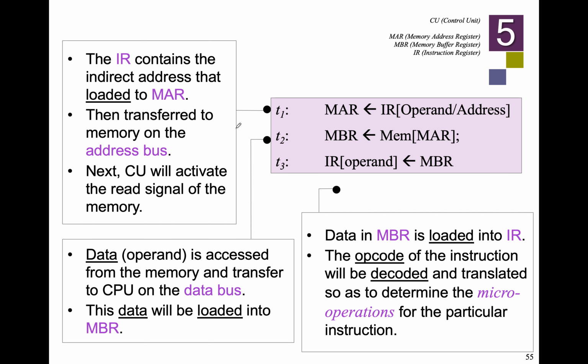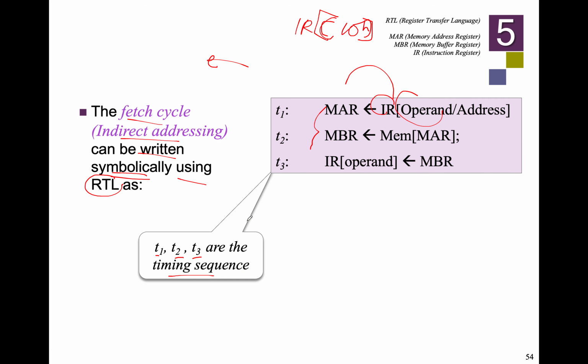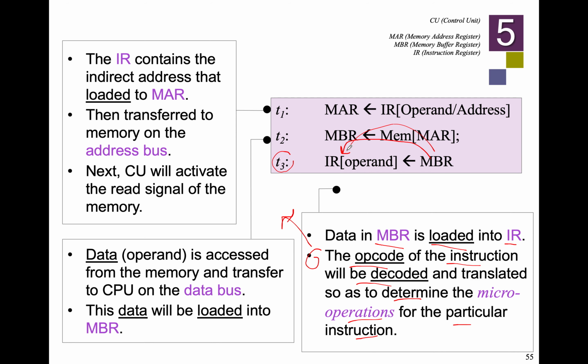For the third step, it is T3. Data in the MBR is loaded into the IR. So you're going to load into your IR. The opcode of the instruction will be decoded. This one is similar to the previous fetch cycle, and determines the micro operation for the particular instruction. So you can see the MBR over here. Basically it's going to go to your IR operand. You're going to put it back.